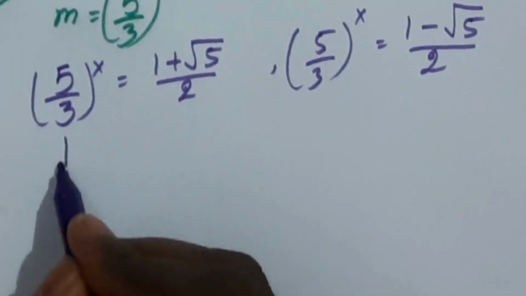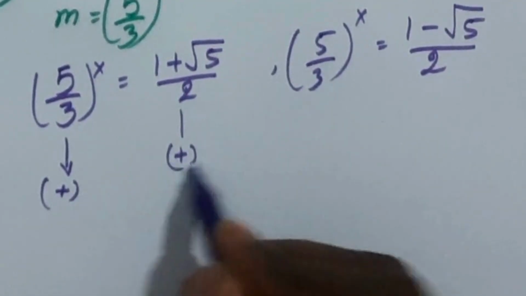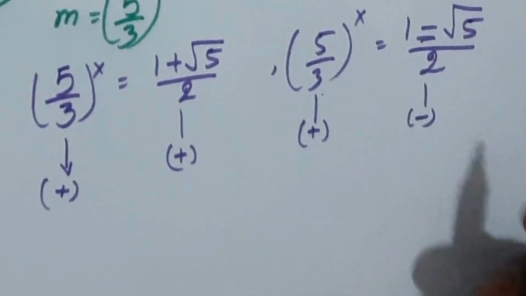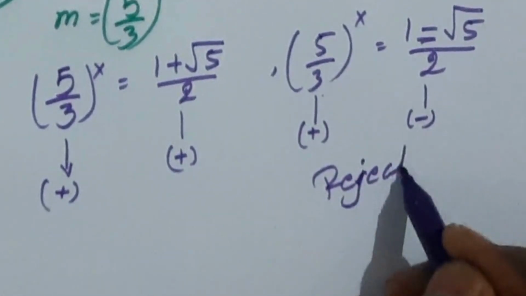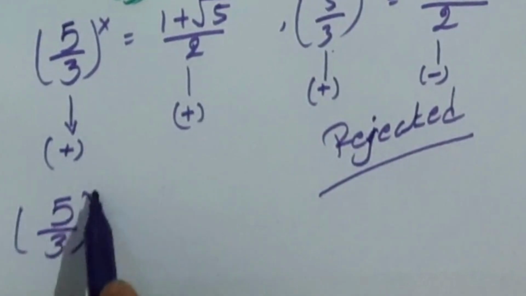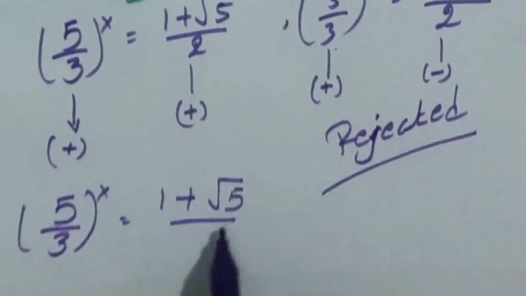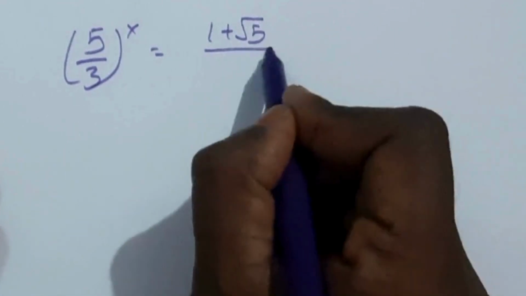If you see, this is positive side, this is also positive side. Here it is positive, this is negative. So we are rejecting this. (5/3) whole power x equal to (1 plus square root of 5) by 2.